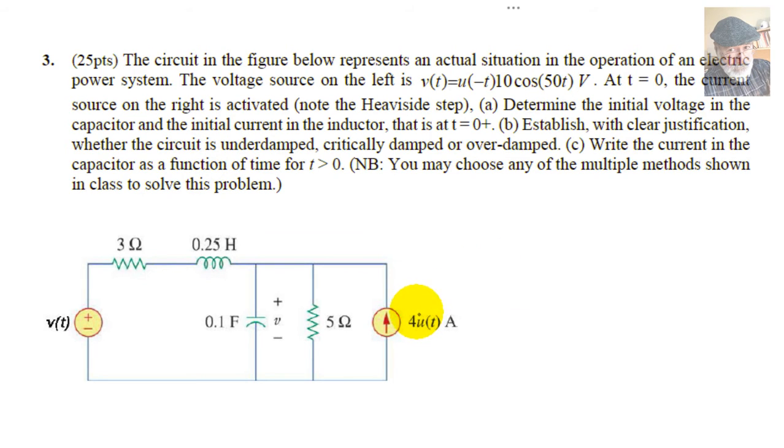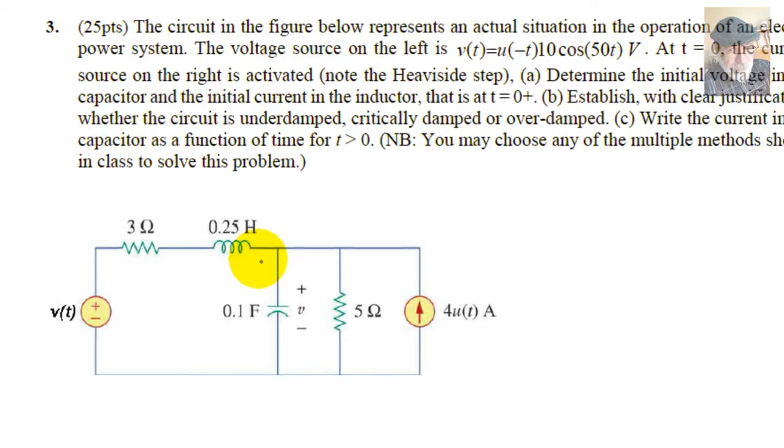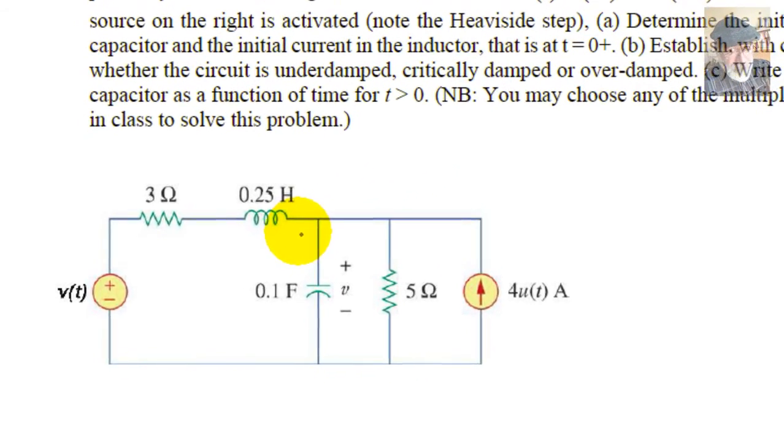A unit step. Part A: determine what is the initial voltage in the capacitor with this polarity and what is the initial current in this inductor here. Let's concentrate on that part A. We observe that before t equals 0, the circuit has been like that for a long time. It is in steady state.